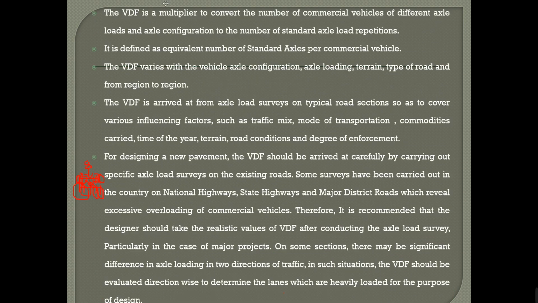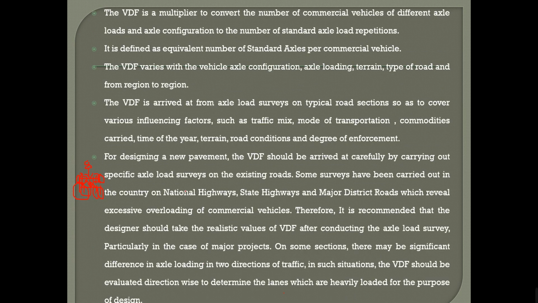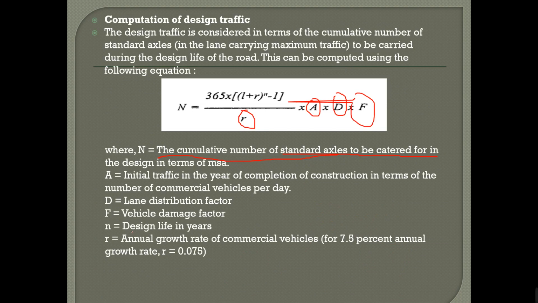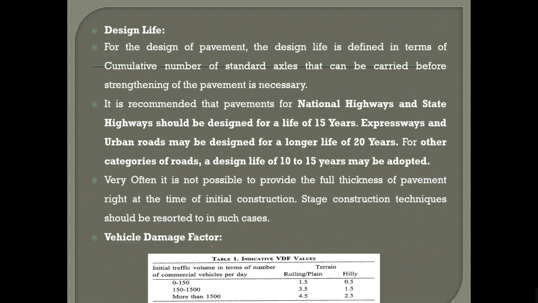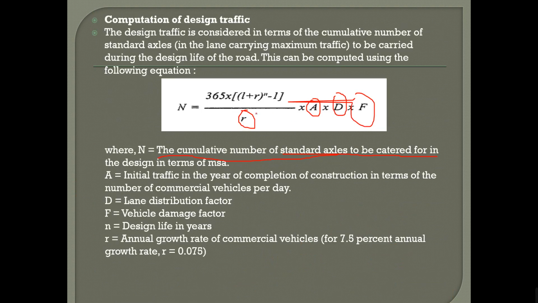These are the values of VDF based on the IRC code. This is the concept which I discussed in the video. And n is the design life in years. For different pavements we have different design lives. For example, for national highways it is 15 years, expressways could be constructed for 20 years, and for other categories of roads the design life may vary between 10 to 15 years.